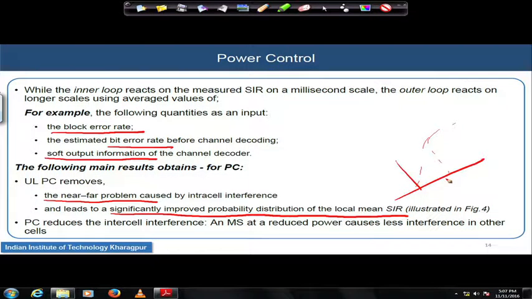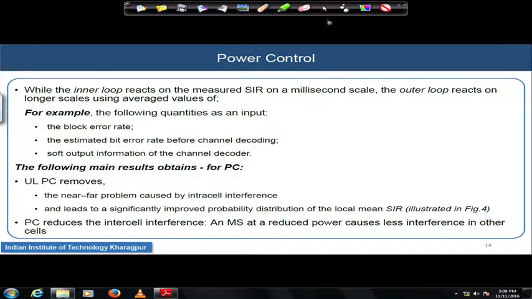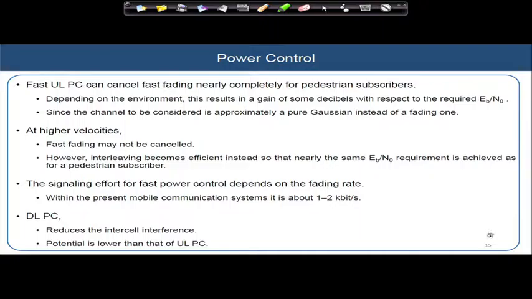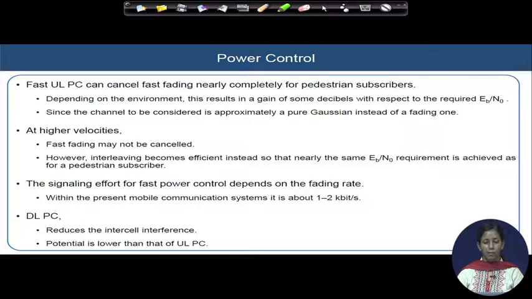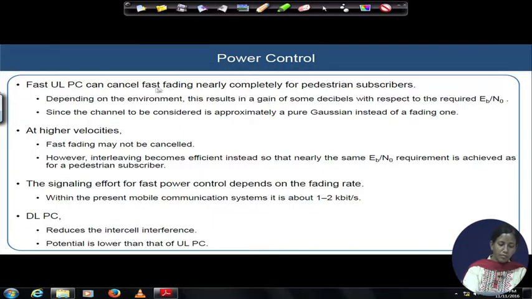And the power control reduces not only the intracell, it also helps us to reduce the intercell interference, because a mobile station with a reduced power cannot create interference to the neighboring cell mobile station also. So, you are improving both the intracell as well as the intercell interference by doing the power control. If you do very fast uplink power control, it can cancel the very fast fading.